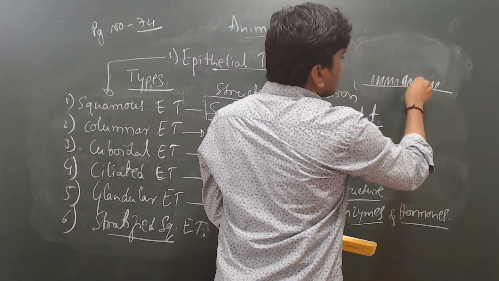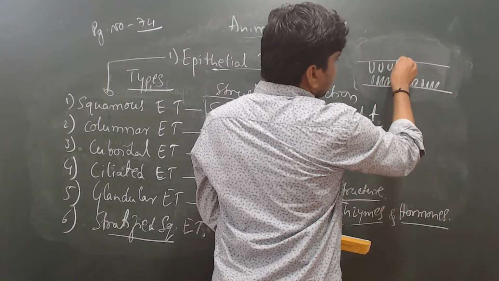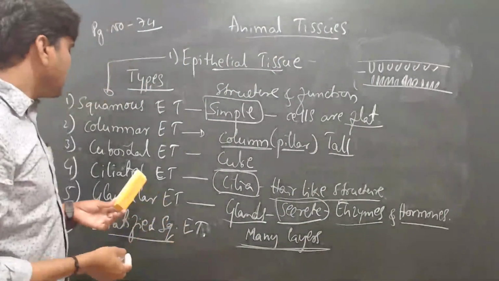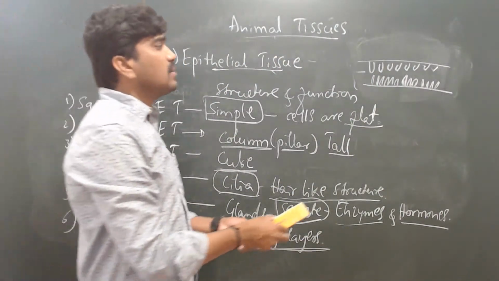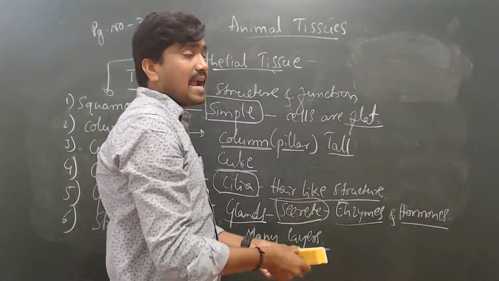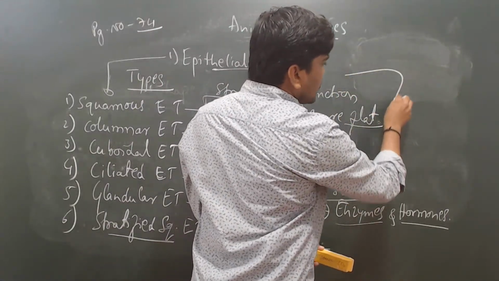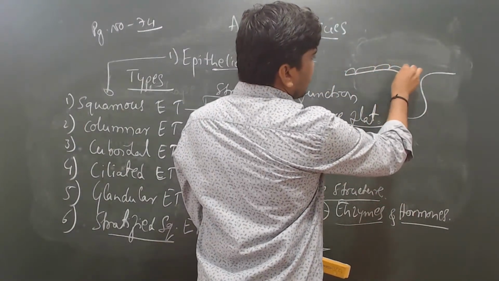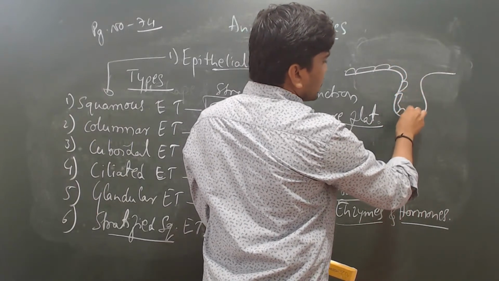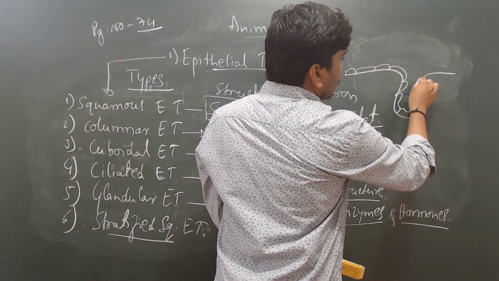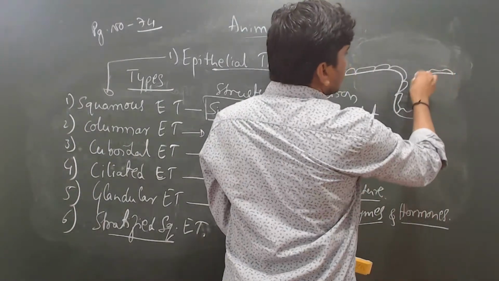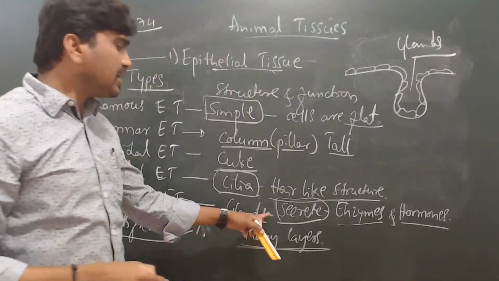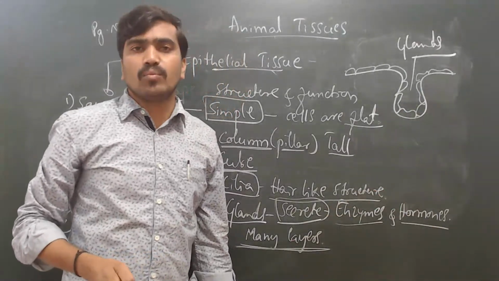Small hair-like structures on both sides means that one is ciliated. When it comes to glandular tissue, this tissue folds inside like this. That type of tissue is known as glandular epithelial tissue, and this glandular epithelial tissue forms the glands and secretes enzymes and hormones.